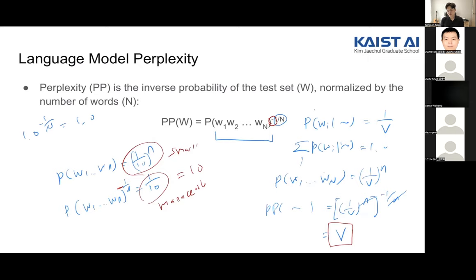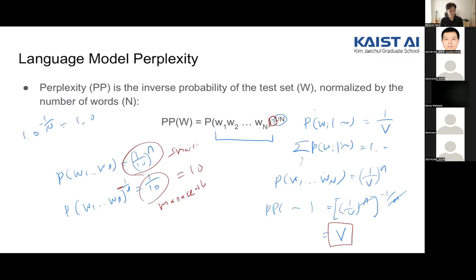The question from Tongyeol is which PP value is regarded as reasonable for a nice language model. It really depends on what kind of evaluation metric we use. As I said, it depends on V and also what kind of text it is. But these days, as far as I know, it doesn't go above 100, definitely, whatever the text corpus is.